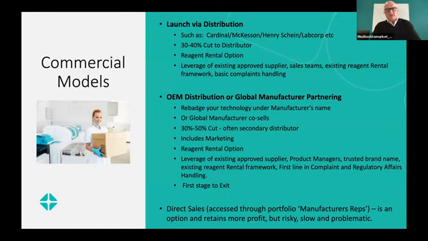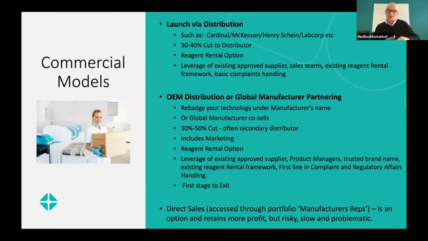So just a real quick thing. I'm not going to go through these in detail, as I don't have a huge amount of time, but how to launch. Obviously, you can license out technology. Putting that to one side, I would always recommend you launch via distribution. There are really good global distributors, and also very big ones if you're focusing on the US, for example, as I mentioned, Cardinal, McKesson, Shines, all those sort of people. Typically you're giving them between a 30 and 40% cut. They also operate a thing called reagent rental, which I'll talk about in a minute.